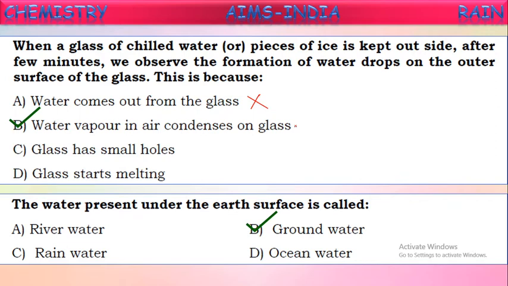These all come under surface water because they are on the surface of the earth. And the water present in wells and the water in the water table under the layers of the earth are called groundwater. Okay.